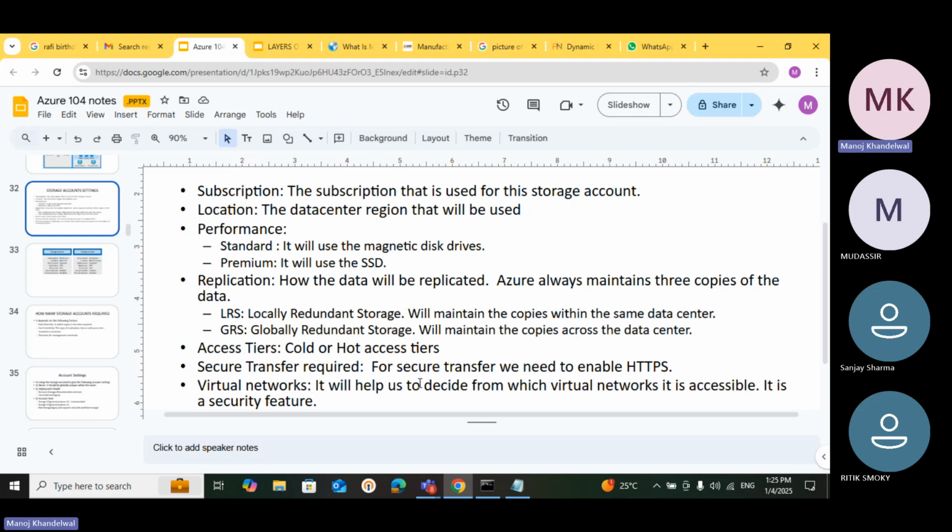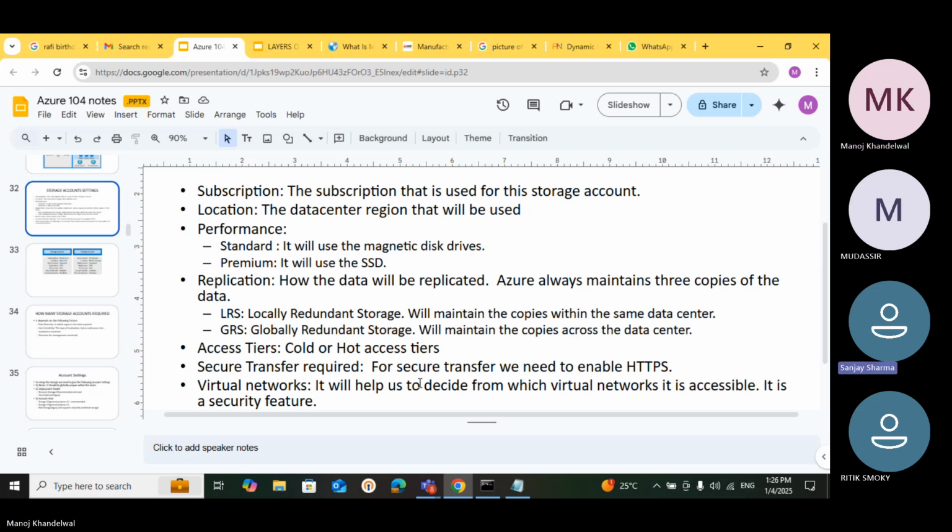Sir, this secure transfer required to HTTPS, in what context is it used by the storage account? Once you create a storage account, you can access it from the internet also. So if you enable HTTPS, then the data transferred on the internet will be secure, encrypted. Yes, encrypted. That's what it's asking. What type of thing you want?